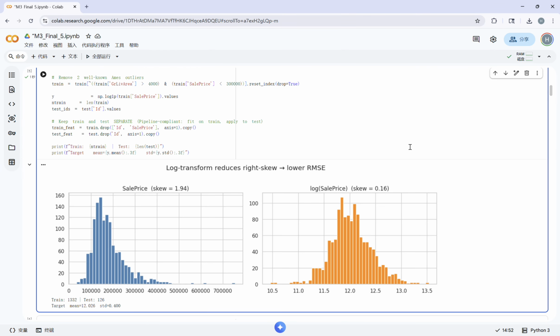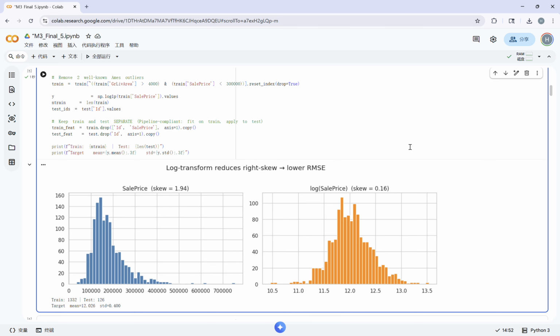Hello everyone, today I'm going to share our project on understanding the key factors that influence housing sales price and how we use machine learning to build a prediction model that is not only accurate but also reliable, stable across different data splits and interpretable.